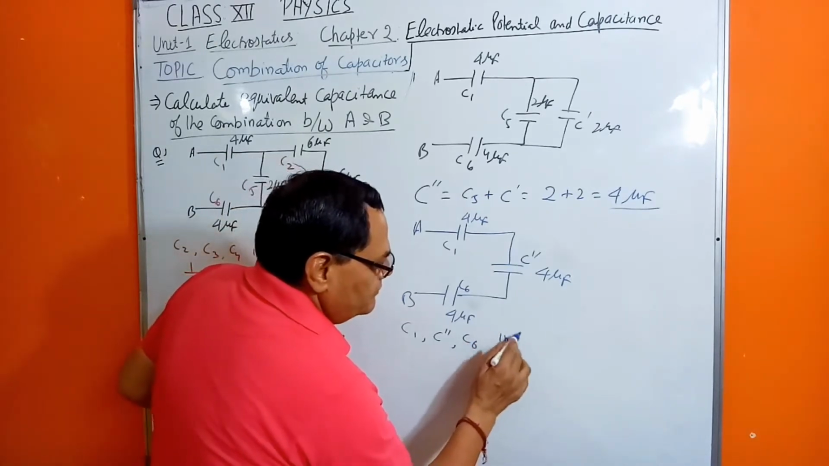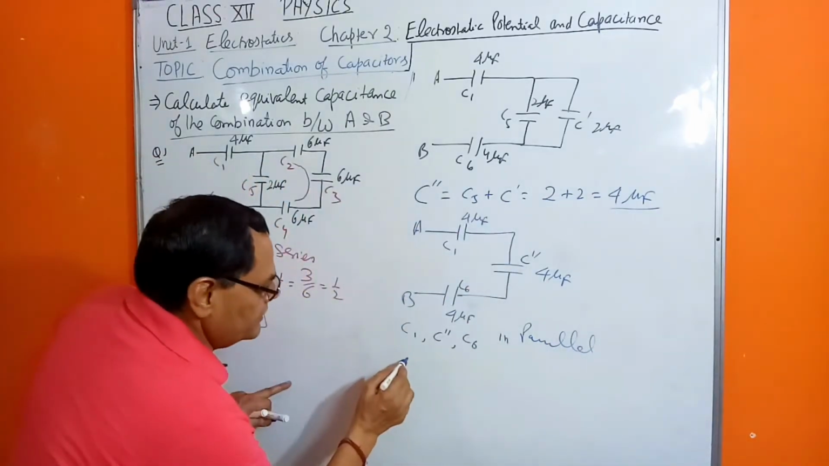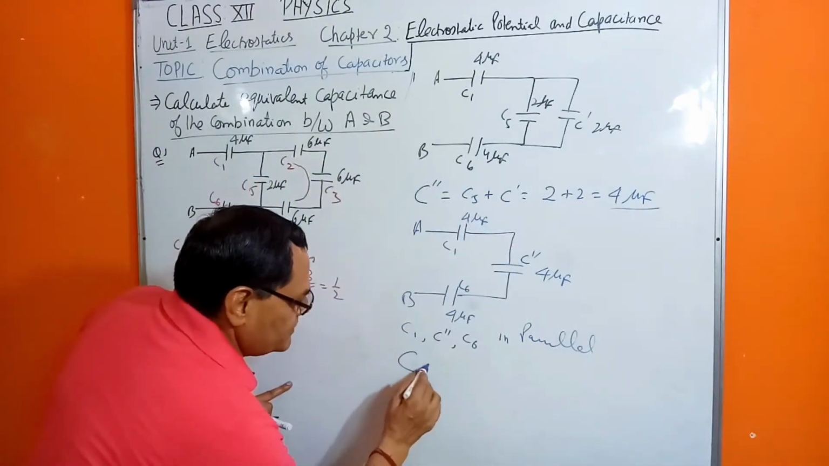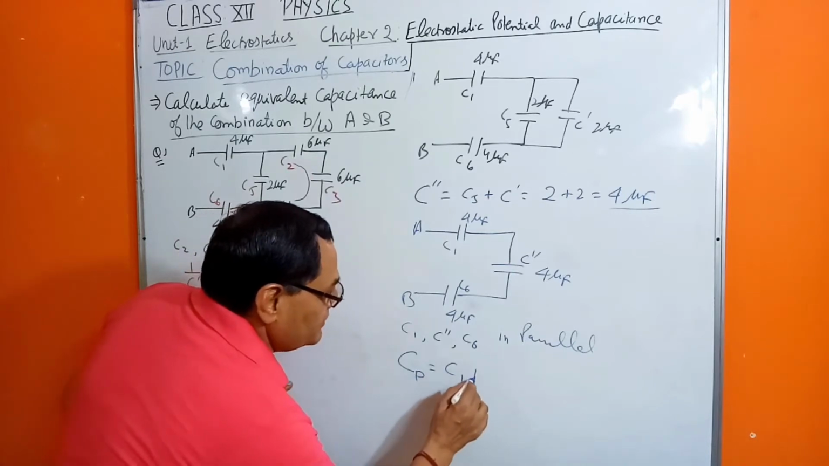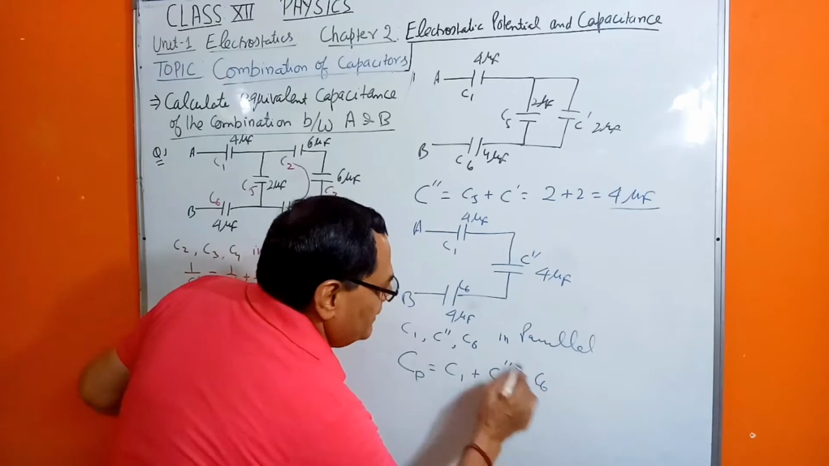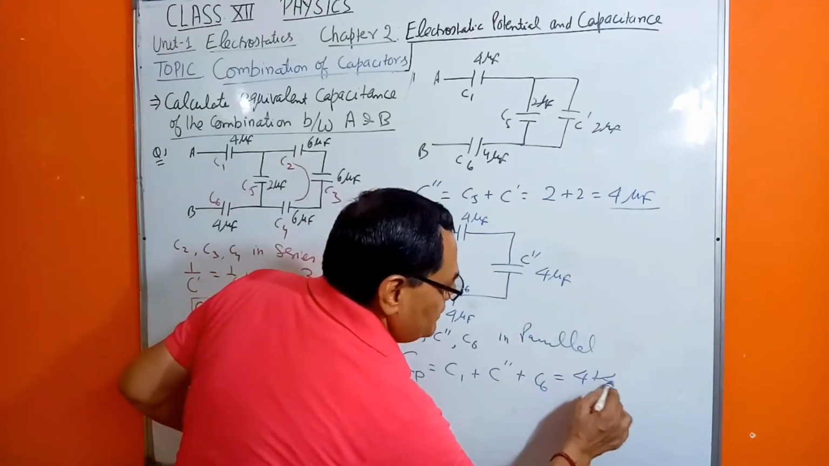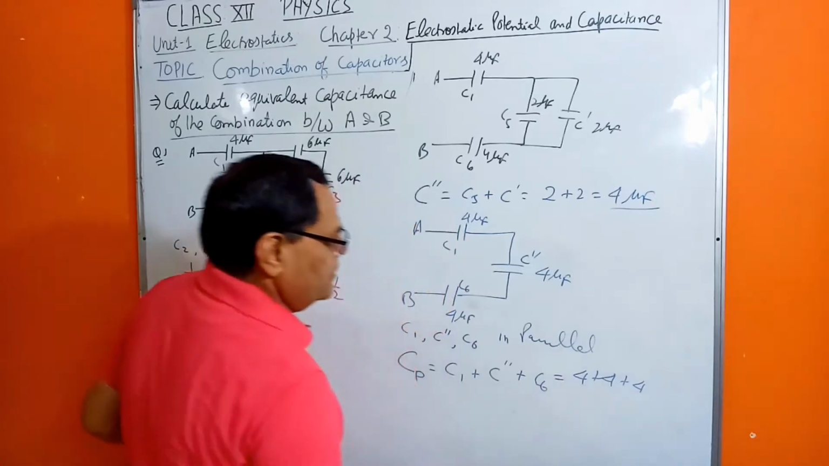All three are in parallel. So in parallel we directly add. Therefore, the net capacitance Cp will be equal to the sum of all, that is C1 plus C2 plus up to C6. And fortunately all are 4 each, so 4 plus 4 plus 4.